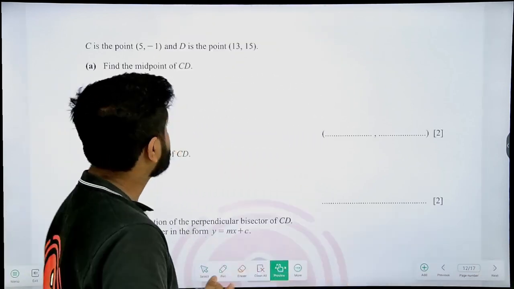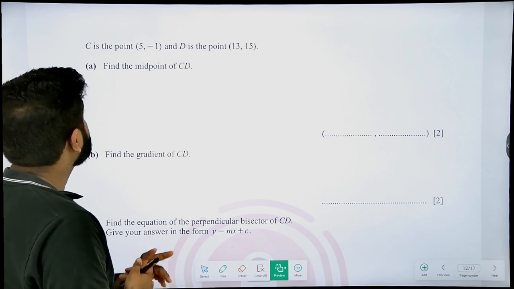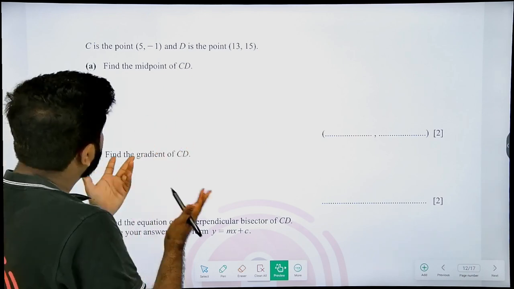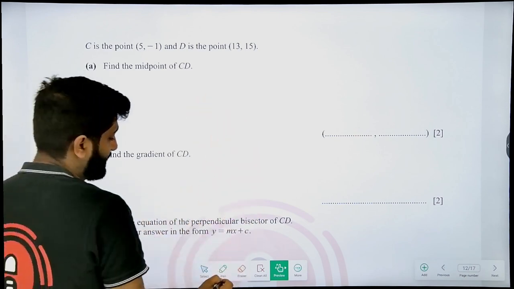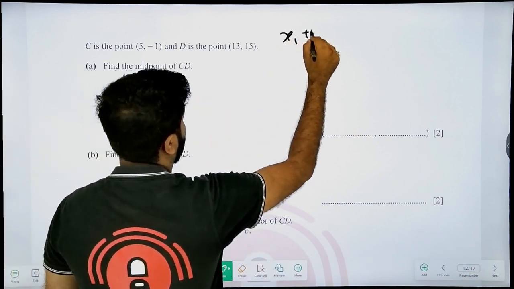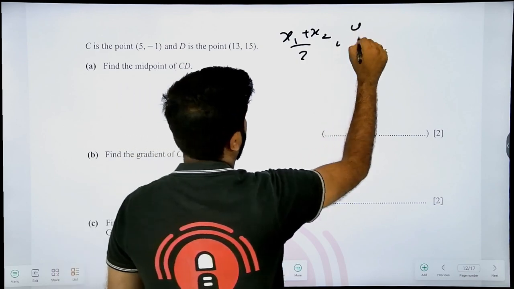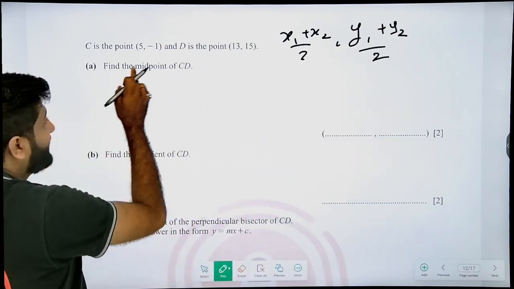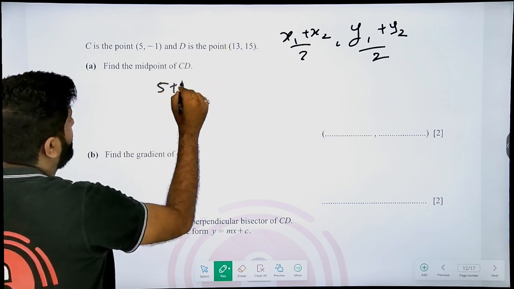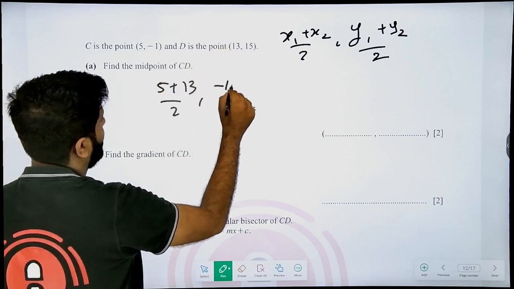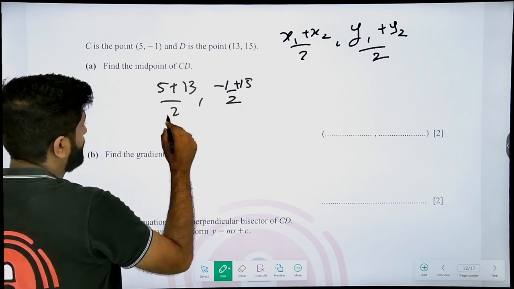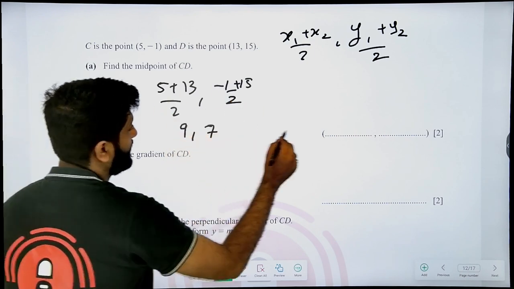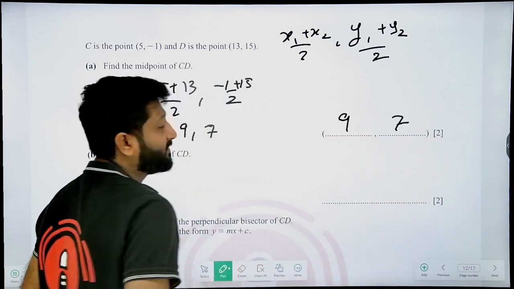Moving towards the next question. C is the point (5, -1), D is the point (13, 15). Find the midpoint of CD. Midpoint is, guys, nothing but (x1 plus x2) divided by 2 comma (y1 plus y2) divided by 2. So we have 5 plus 13 divided by 2 and negative 1 plus 15 divided by 2. So 18 divided by 2 is 9, 14 divided by 2 is 7. So (9, 7). This is the midpoint.